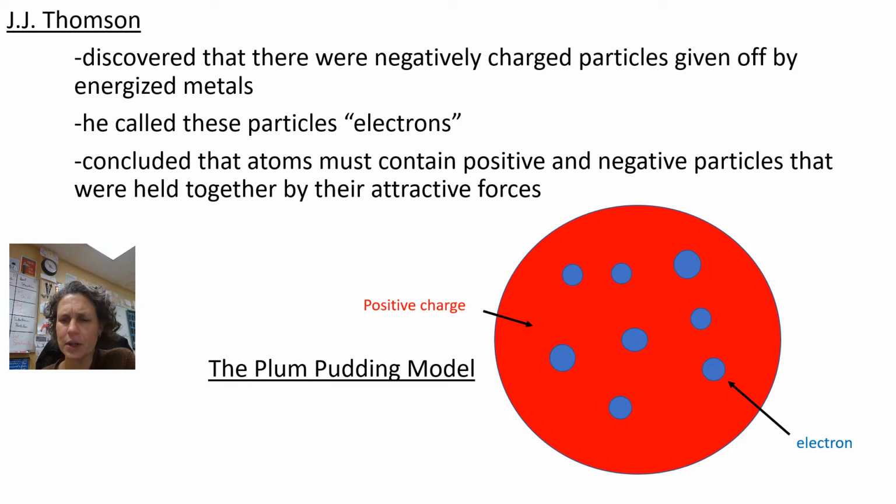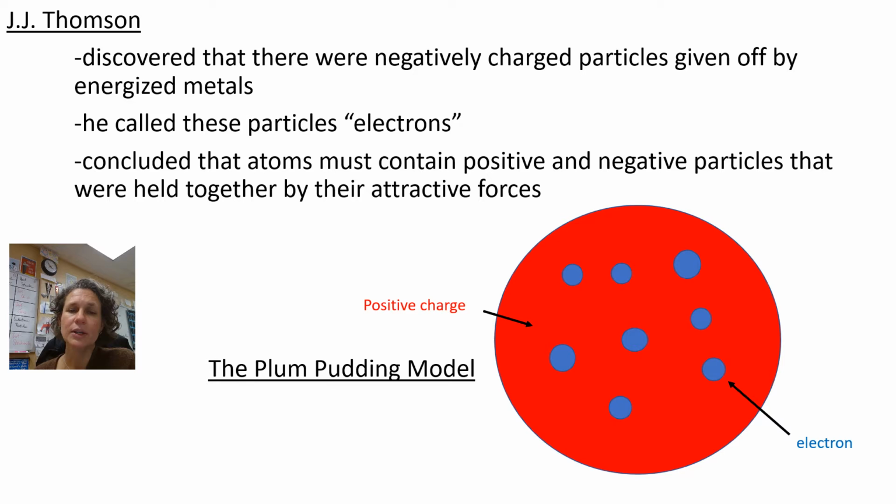Thomson. I should know the year. I want to say it was early 1900s, but who knows? I'll talk about it in class once I look it up. Anyway, he discovered that there were negatively charged particles given off by energized metals that were part of the whole atom, and he called these little particles electrons.